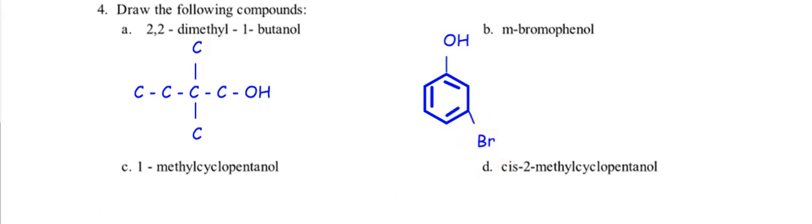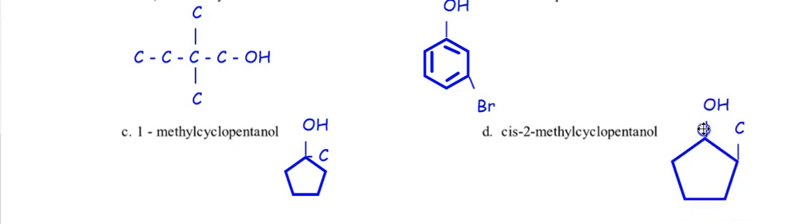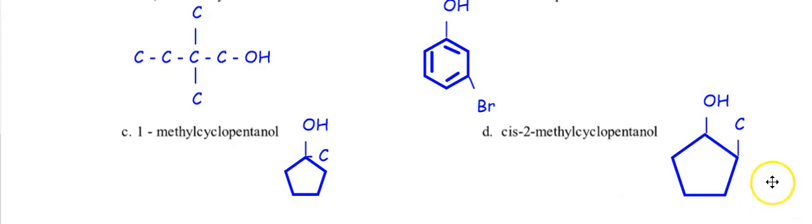Okay. What about the next one? I have a cyclopentanol coming up, and 1 methyl off of that. So there it is. My methyl and my alcohol are on the same carbon. Okay. The next one is a cis-2-methylcyclopentanol. All right. So I tried to show you they're both going in the same up direction. So it's cis, same side. So 2-methylcyclopentanol.